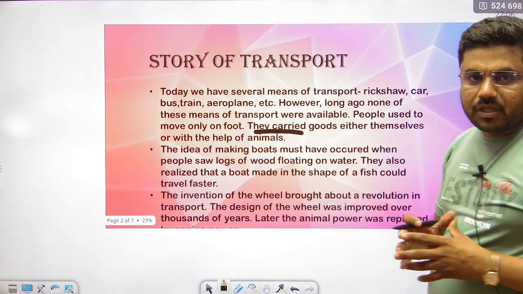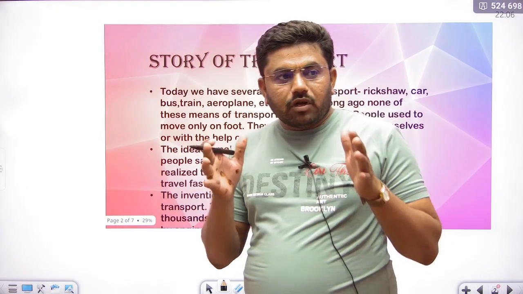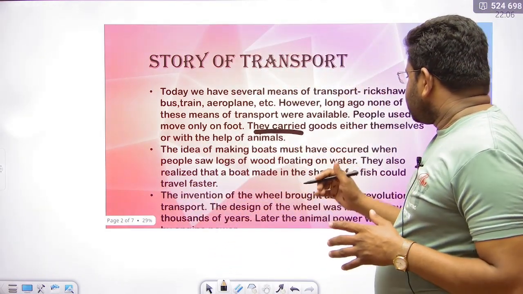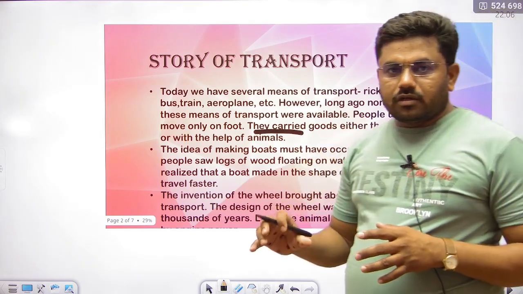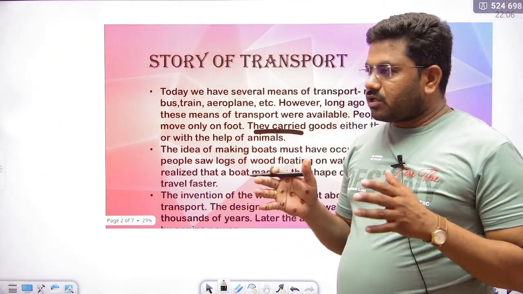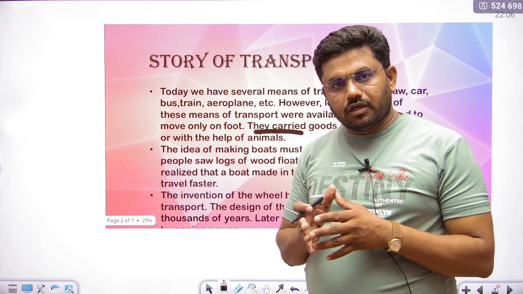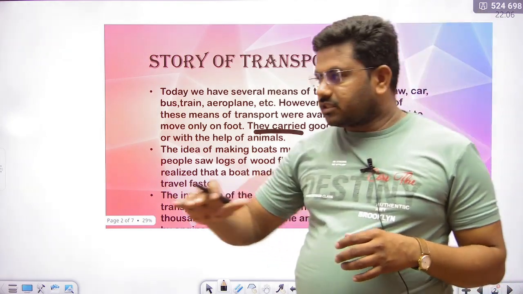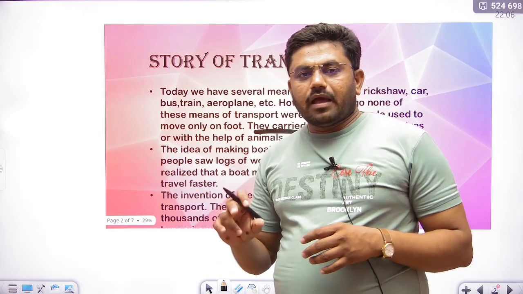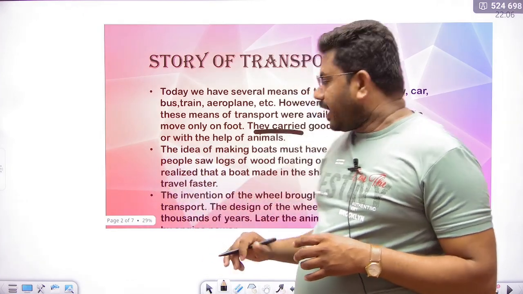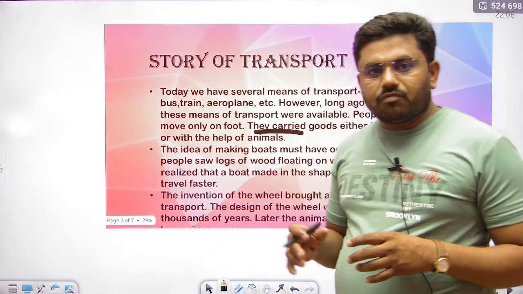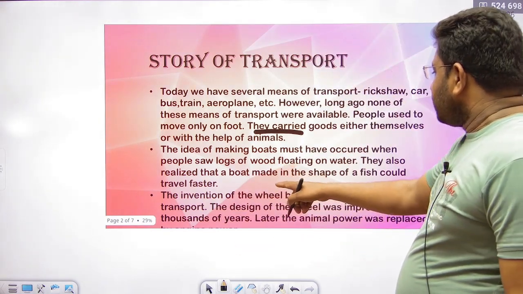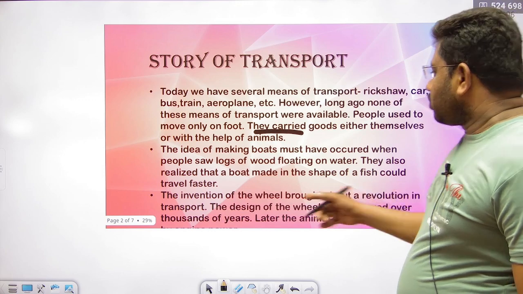When people saw the wood floating on the water, they understood that if you give the shape of a fish to this wood, it will increase its motion and can cover more distance. So we can use this wood as transport. Boating was invented from that wood, and we realized that a boat made in the shape of a fish could travel faster.